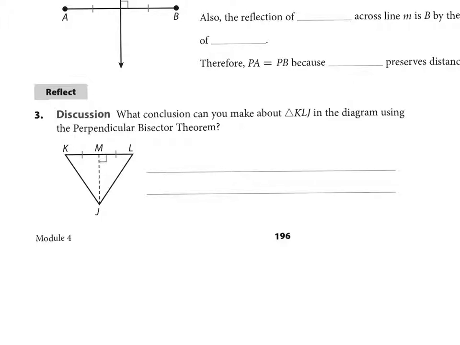I also know that for any point P, I called it P last time, on the perpendicular bisector is the same distance to either point at the end of the segment. So I know that JK is congruent to JL.